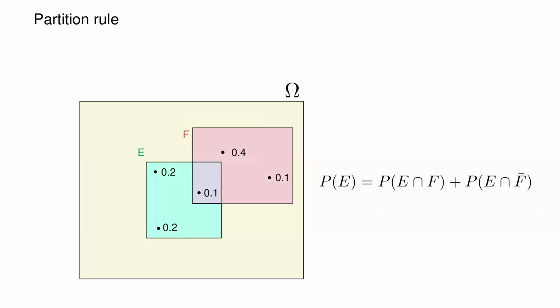All right, then we have the partition rule, which is kind of related. Whenever you have an event E and another event F, you can partition the event E in the part that is in F and the part that is not in F, right? So that's called the partition rule. And because that gives you two disjoint events, E intersection F and E intersection non-F, they are disjoint, so you can just sum them, right? You've seen that one too, right?